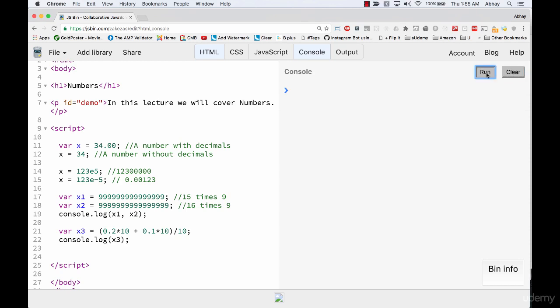Let's try to clear the console and run. And the answer is 0.3. Yeah, I know it's weird, but that's how JavaScript is at times because of the floating point arithmetic.